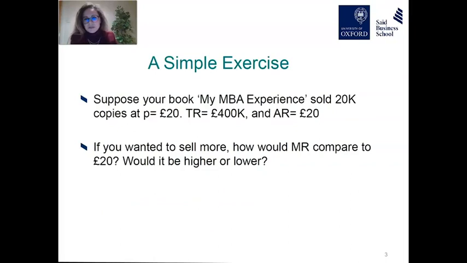Okay, again, to understand the relationship between average revenue and marginal revenue, let's just think through a very simple example. Suppose that after finishing your degree, you decide to write a book, and you write a book titled My MBA Experience. And this book sold about 20,000 copies, which is pretty good, at the price of £20. So in this case, your total revenues will be 20K times 20, it's 400K. And your average revenue, because each of these books sells at the price of £20, will be 20 as well.